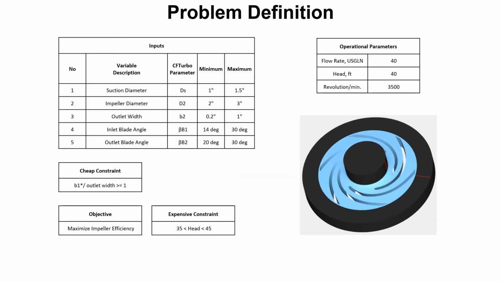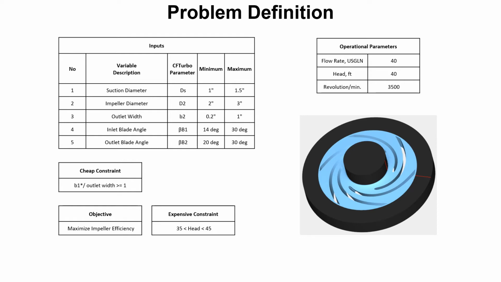This is the impeller optimization problem definition, and there are 5 input variables, which are suction diameter, impeller diameter, outlet width, and inlet and outlet blade angles. Number of blades, primary flow path, and other geometrical dimensions are fixed for this study. Any variable value in a CFTurbo batch file can be used in an OASIS optimization study.